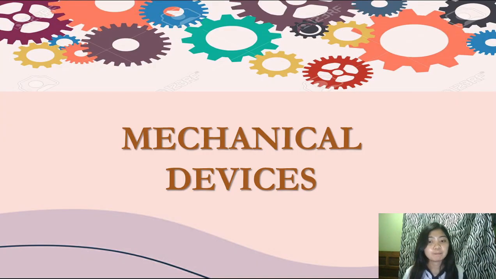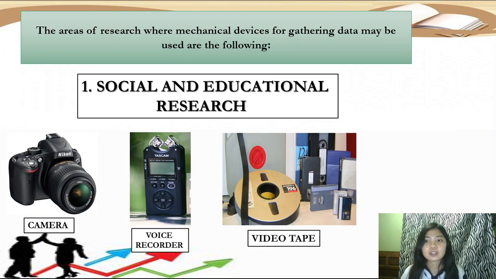Let's go to the mechanical devices. Here are some areas of research where mechanical devices are used in gathering data. First one is social and educational research. In this area, the reader is referred back to the sections on recording by means of mechanical devices what has been observed and what transpires in an interview. Here are some examples of mechanical devices used to gather data in an observation and in an interview. We have here the camera, voice recorder, and videotape.